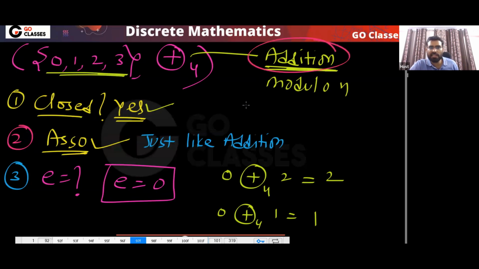When you are doing addition, at that time you can clearly see 0 is the identity element. Yes or no? Why is 1 not the identity element? Can anyone tell me? Because this is not equal to 3, right? This is actually equal to 0. So 1 is not the identity element. So 0 is the identity element.